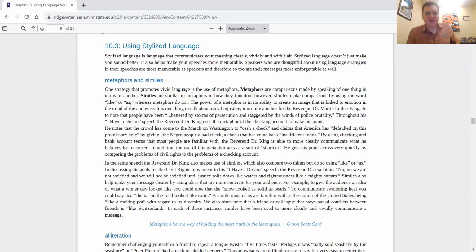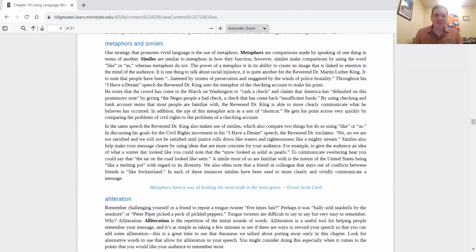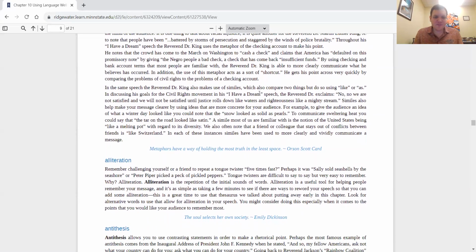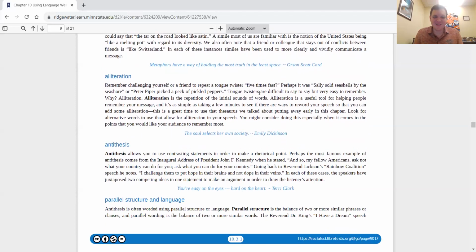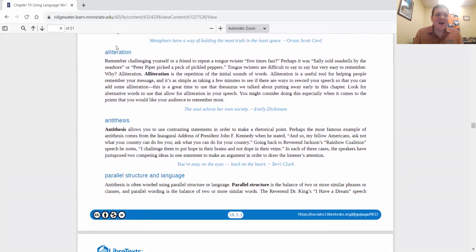So it gives a quote from Reverend Dr. Martin Luther King Jr. He talked about battered by storms of persecution and staggered by the winds of police brutality. It's not literally storms and winds, but it's metaphors there to bring some things to light, to really make it more vivid and meaningful. But again, that could be confusing for some people, so you're going to want to be careful. So it gives more examples here as well from his speech. We'll get more into another part of his speech here in a minute. Alliteration.